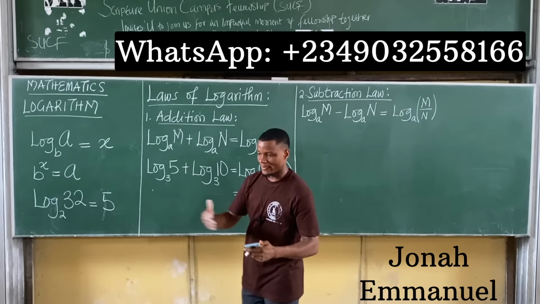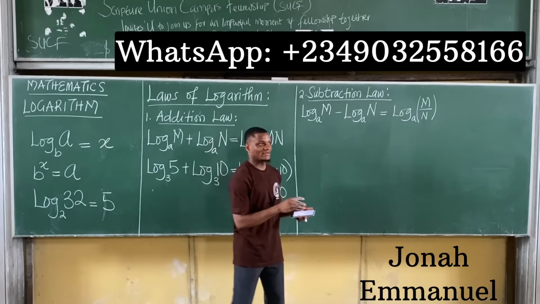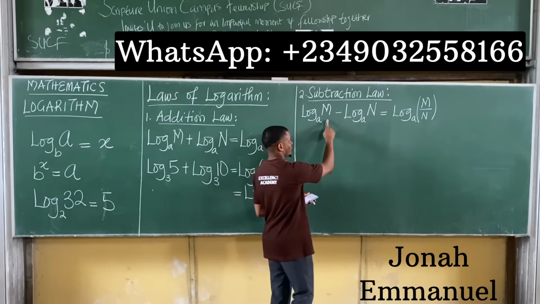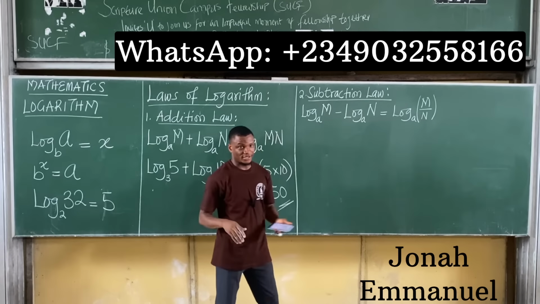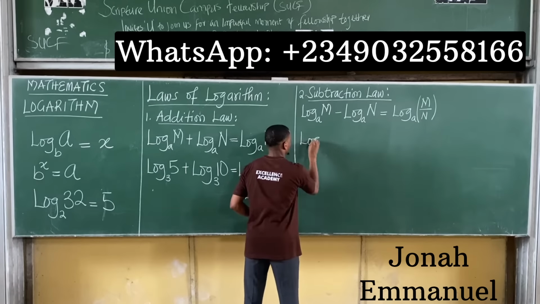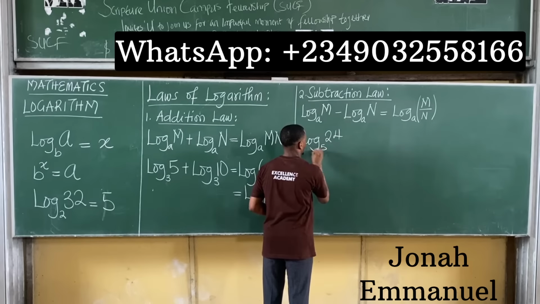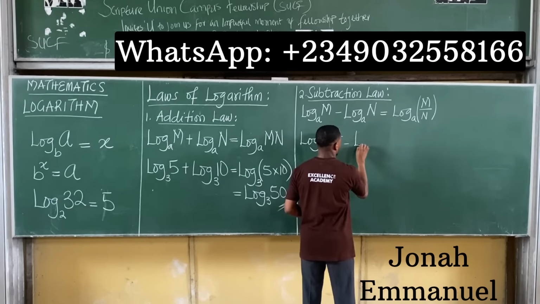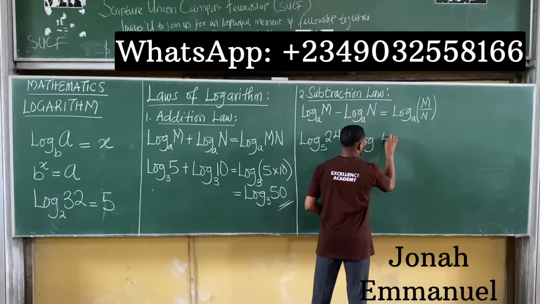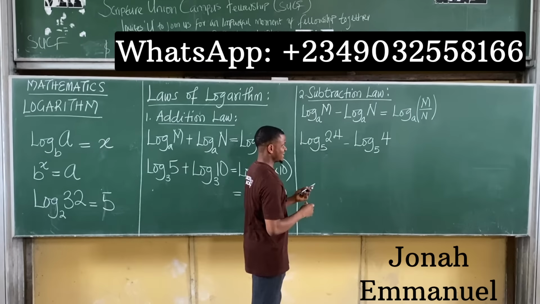If I have two logarithms of the same base subtracting, I'll simply have to divide the numbers. That's this over this. That's it basically. All right, an example. Let's say I have log 24 base 5 minus log 4 base 5, for instance. Let's say I have this.